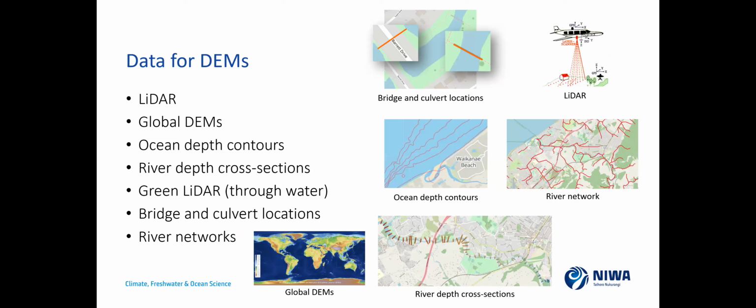Depending on what LiDAR you're using, you'll only get reflections off the water surface. Red LiDAR, green LiDAR will give you some depth in water, but the water has to be clear. Got things like river networks, representation of natural features, and then also global digital elevation models, which are often 30 meters in resolution and generally generated from satellites, and they often have poorer vertical accuracy than all the other data sources we've spoken about, but they do exist everywhere.